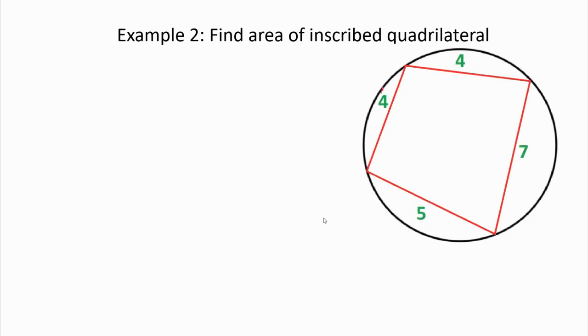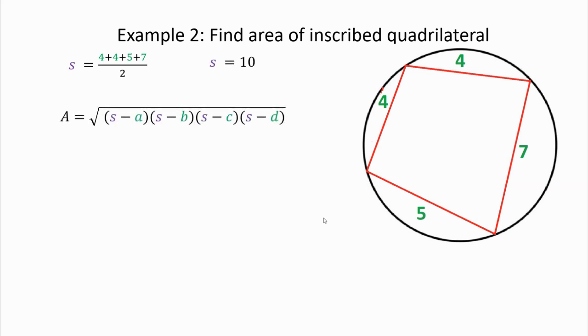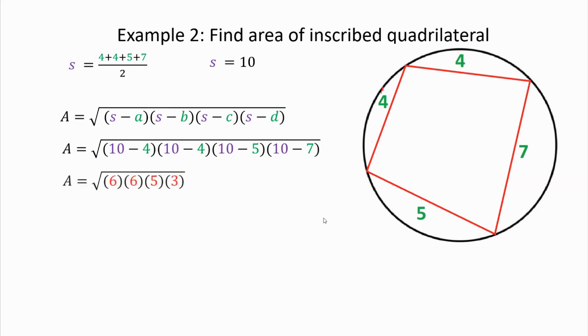Here is a quadrilateral inscribed by a circle with sides 4, 4, 5, 7. The semi-perimeter is 4 plus 4 plus 5 plus 7 divided by 2, which gives you 10. Now let's plug them all into the formula. I put 10 in for all the S's, and A, B, C, D are just the sides. So 10 minus 4, 10 minus 4, 10 minus 5, and 10 minus 7, all multiplied together under the radical. So I have 6 times 6 times 5 times 3.